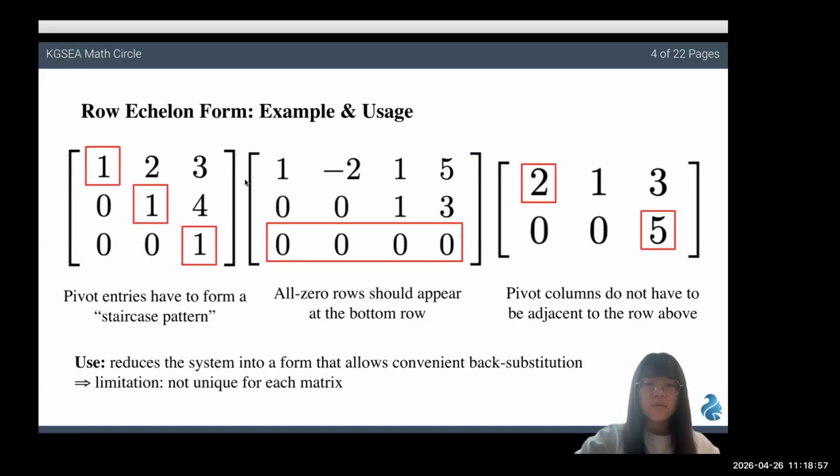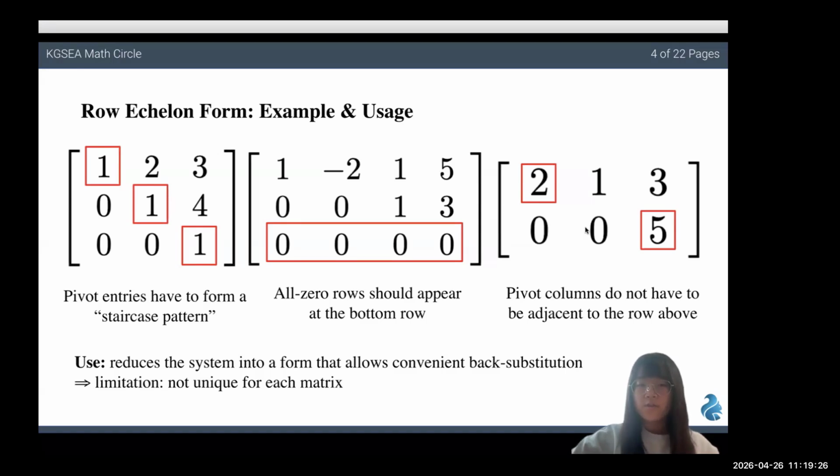The first example demonstrates the clear staircase pattern in row echelon forms. The pivot of the first row is in column 1, the second row in column 2, and the third row in column 3, such that the pivot of each row is located in the column to the right of the previous row. The second example demonstrates how an all-zero row should appear in row echelon form, which is at the very bottom row of the matrix since it does not have a pivot entry.